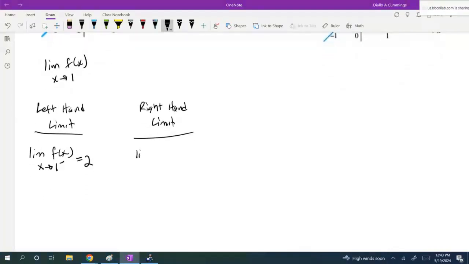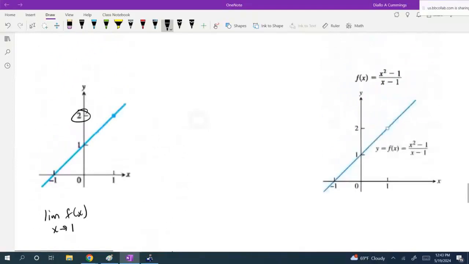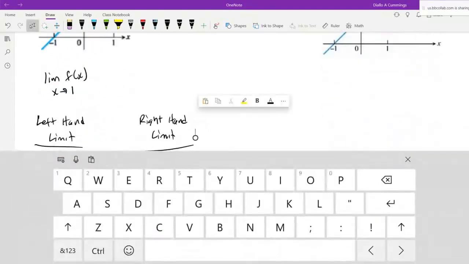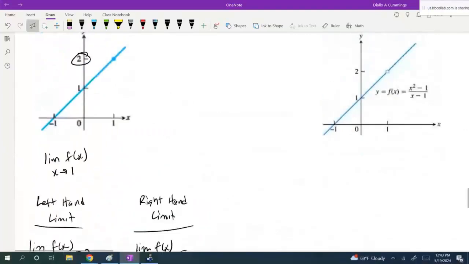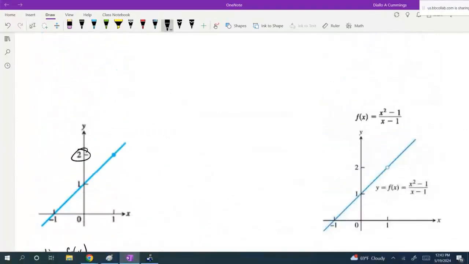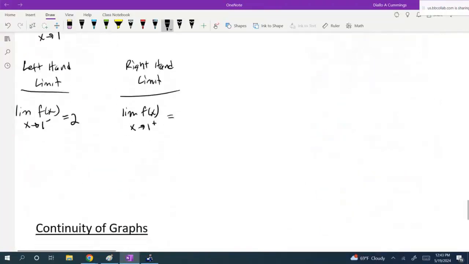So this is the limit for the function f of x. Notice they don't give us the function f of x, so we're going to simply write f of x as x approaches 1 from the right. So we're going to approach 1 from the right, and as we approach 1 from the right, notice that that right-hand limit is also 2.